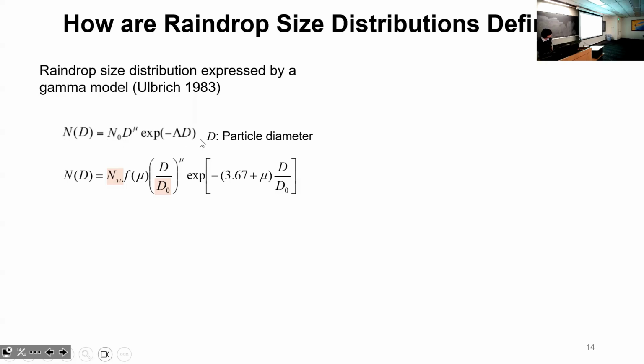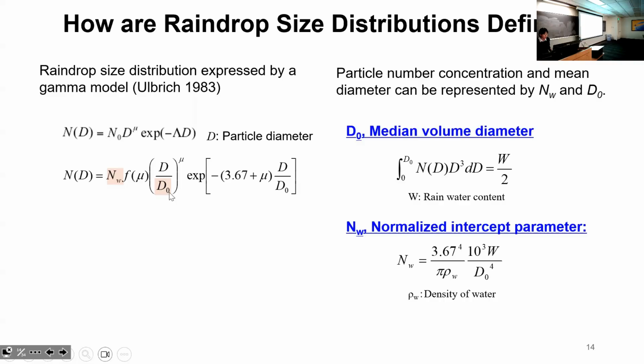Here there are 3 parameters, and then they are converted to the normalized gamma distribution like this, where NW we call the normalized intercept parameter. D0 is the median volume diameter. This NW and D0 are very good parameters to explain particle size distribution, meaning size and number concentration.